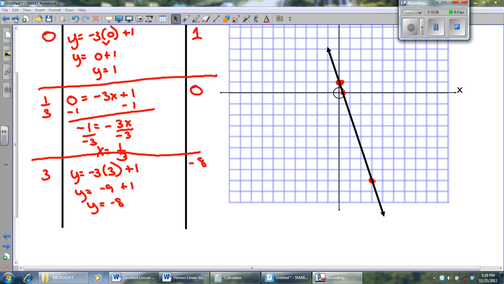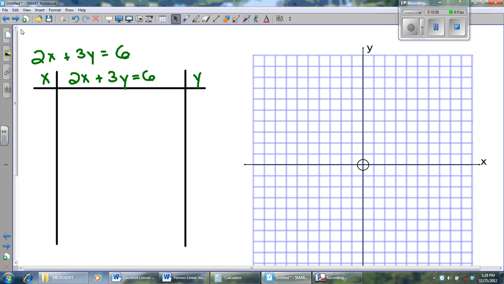Okay, one more example for you, and you're going to see why my little cheat works really well on this one. My equation is 2x plus 3y equals 6. I'm going to plug 0 in for x. We get 2 times 0 plus 3y equals 6. This will turn to 0, so I'll have 3y equals 6. I'll divide by 3 on both sides, and then y will equal 2. All right, I get 0, 2 right there.